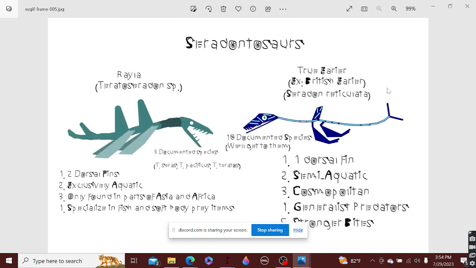The Eariers, we have the true Eariers, which in example species we have the European British Earier, generic Earier, Ceratodon reticulata. And there are 40 documented species of Earier. You heard me right, 40 documented species. Whoa, that's a lot. What, main difference? You sound like you're not really into this. No, I meant.